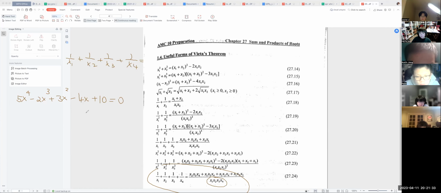Does anyone know what the one below is? I know that it's negative 1 to the power 4 times an over a0, right? So an equals 10 and a0 equals 5. So the answer is 2. This one equals 2. And this one equals what?